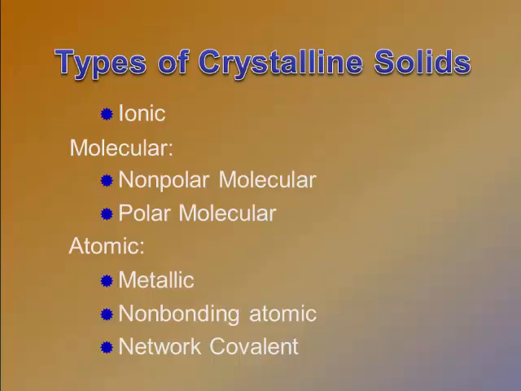Make sure you see the difference between this and our previous discussion of unit cells. Unit cells tell us about physical structure. How are the particles stacked together? Types of crystalline solids tells us about the chemical composition. What's the identity of the particles in the unit cell?